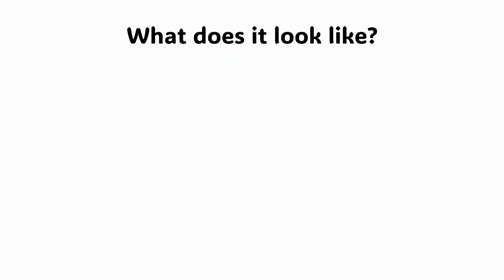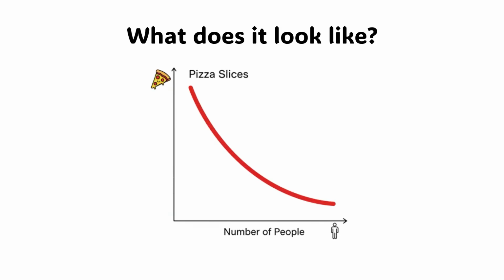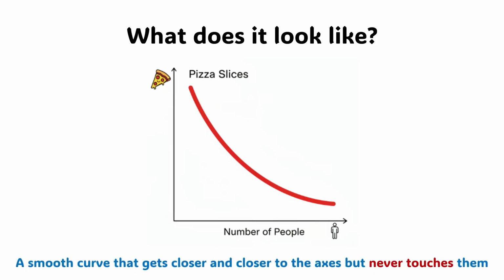So what does this relationship look like on a graph? Let's plot the points. The x-axis is the number of people and the y-axis is the amount of pizza. As you can see, we get this cool looking curve that goes downwards. An interesting thing about this graph is that the curve gets super close to the axes, but it will never actually touch them.